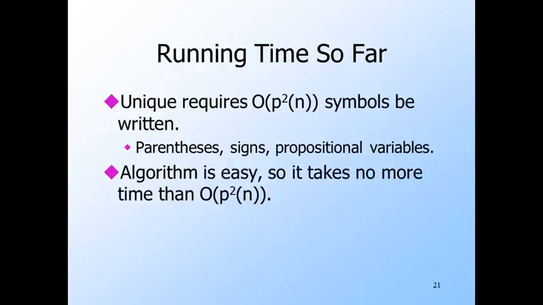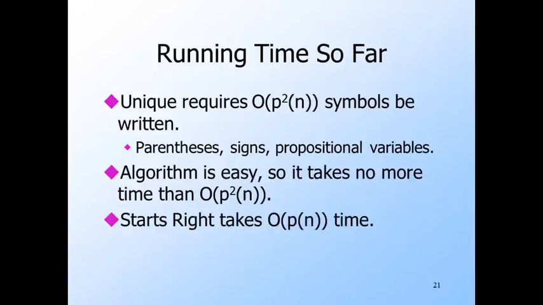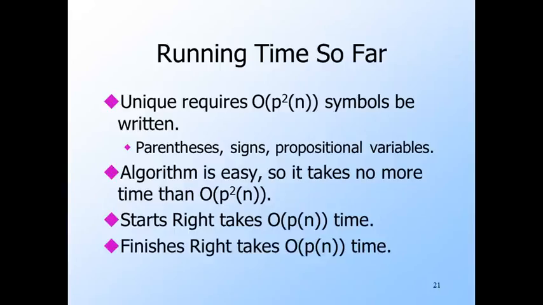But let me remind you again that the real issue is not how long the expression is, but how long it takes to write it. But the expression is simple, and it is simple to write the expression by looping on i and j, thus taking time proportional to its length. Starts right is the AND of p of n propositional variables, and again the pattern is simple, so we can write this expression in order p of n time. The same holds for finishes right. There are p of n propositional variables, and we need to output those variables connected by ORs.